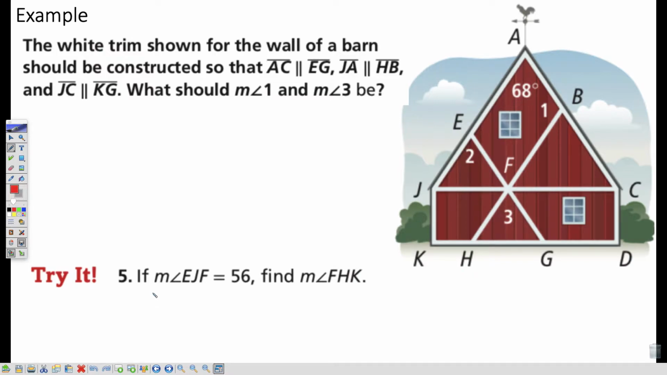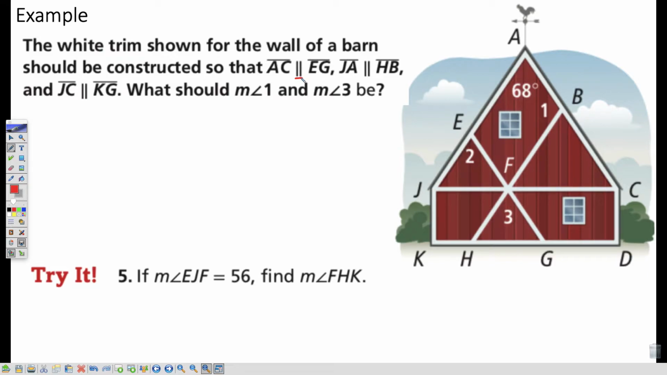Okay, the white trim shown for the wall of the barn. The wall of the barn should be constructed so that AC... what do those two lines mean? What do you think? Not two of them. Parallel. Okay, so that means parallel. If you don't know that, you might want to write that in your notes. It's on there, so circle it and say means parallel. Okay, so right here, AC is parallel to EG.